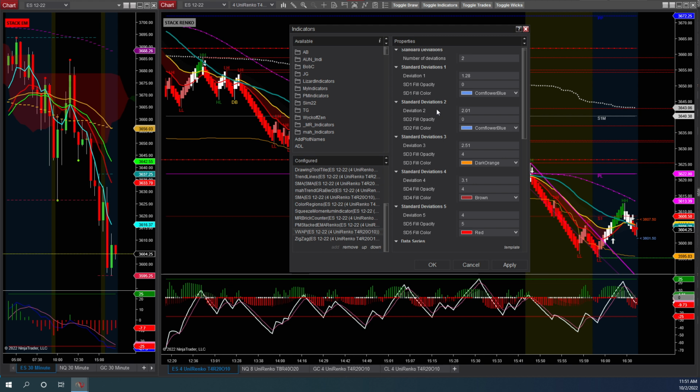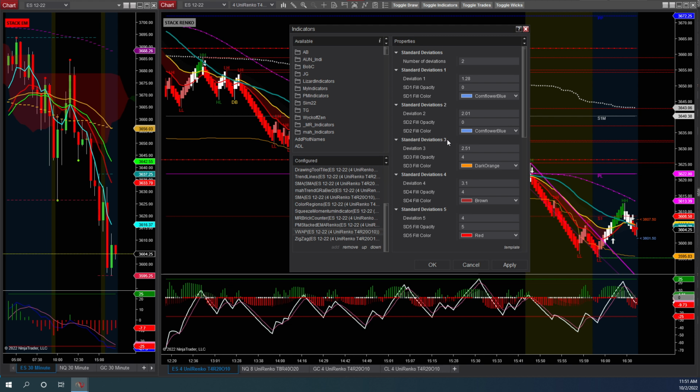Okay, I had a question. I received a question in my Discord chat, or in one of the comments in the video, asking me why I didn't use the VWAP. I do use it, not all the time. I have it in my charts, it's this one here, and the setup is this. So I use two number of deviations, and then deviation 2, I set it up at 2.01. So that is the setup.